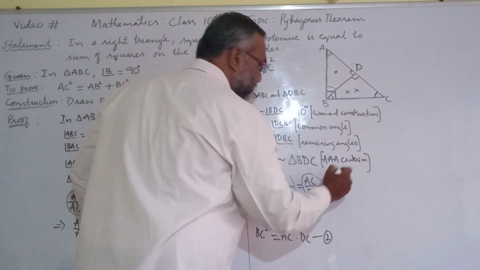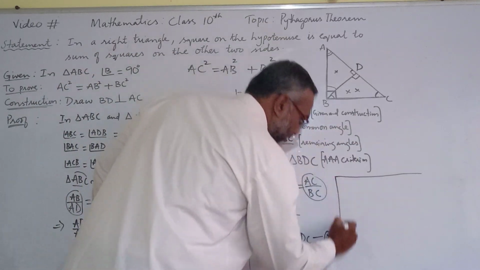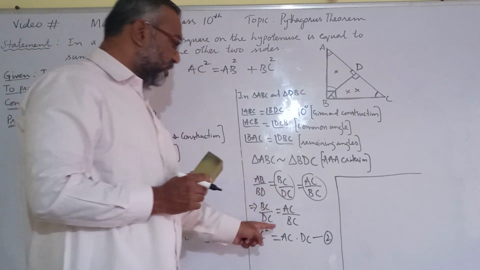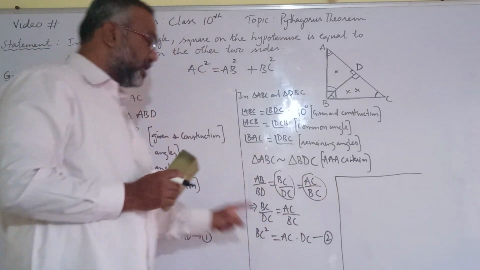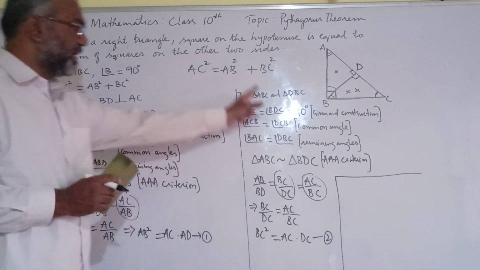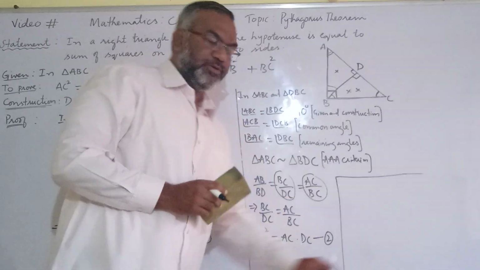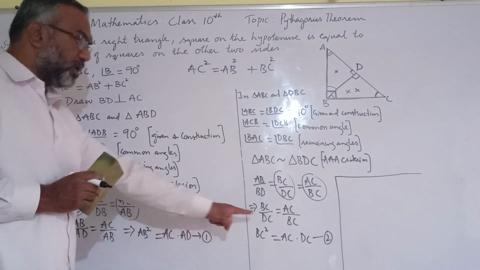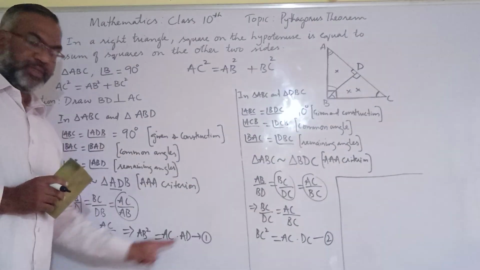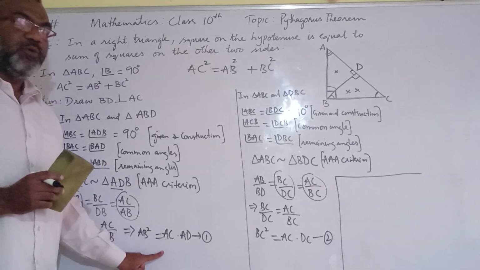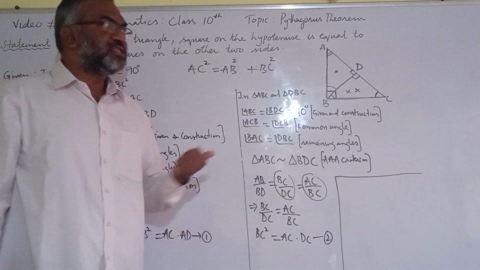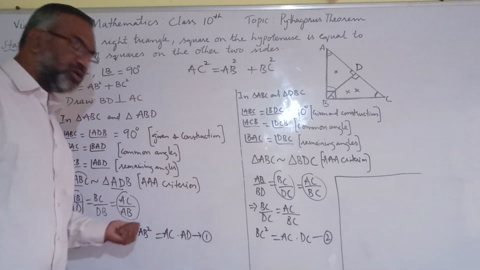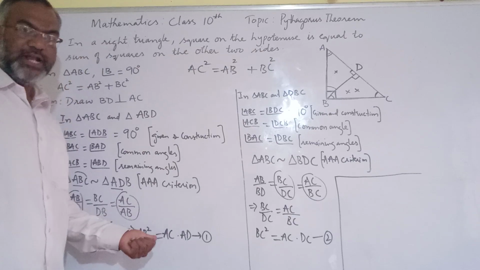Now, after this, I write here the remaining part. This is the first part, this is the second part, and the last part I am writing here. Okay. Now, add equation 1 and 2. While adding equations, how do we add them? LHS is added to LHS, RHS is added to RHS.